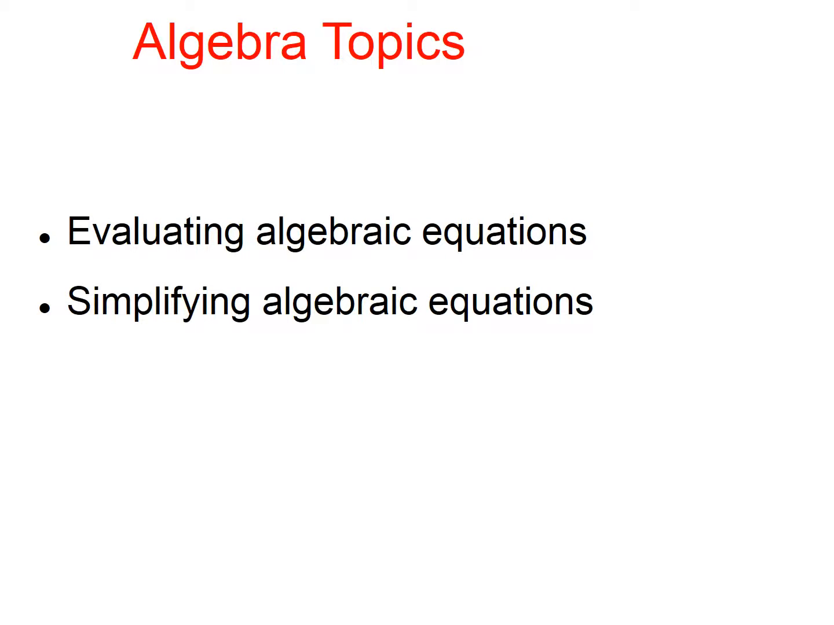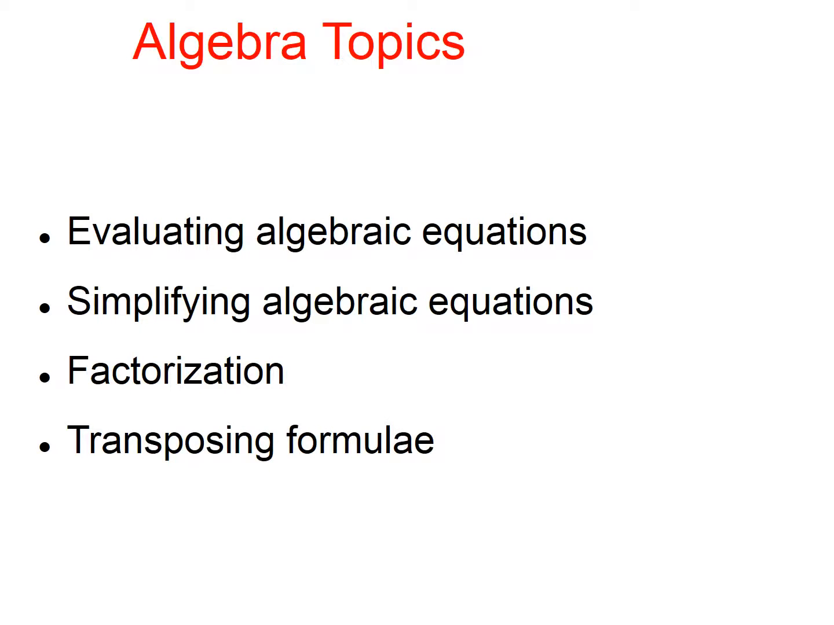This is just the topics we'll be going through. Evaluating is basically just plugging the numbers in. Simplifying is basically just rearranging equations. Factorization, transposing, they're just terms we use for moving things around. The very simplest example was force equals mass times the acceleration due to gravity. All we've done here is transpose that formula, rearranged it to find mass. We've divided both sides by g to give us force divided by gravity equals mass. Okay, it will get harder than that.